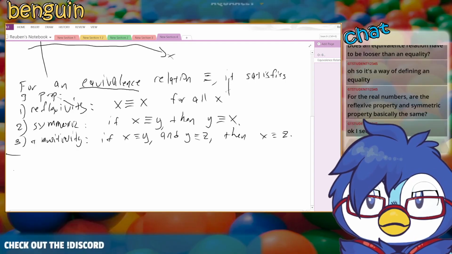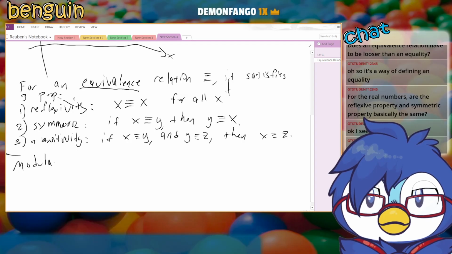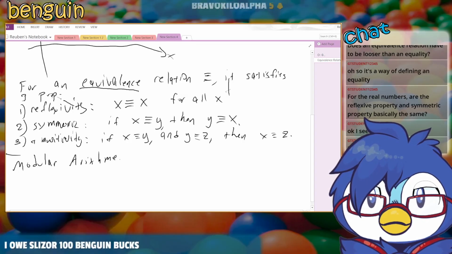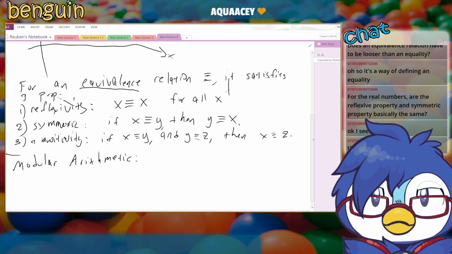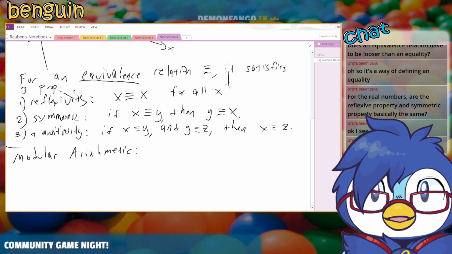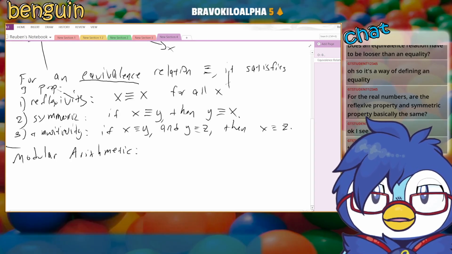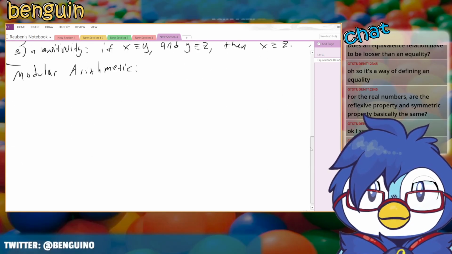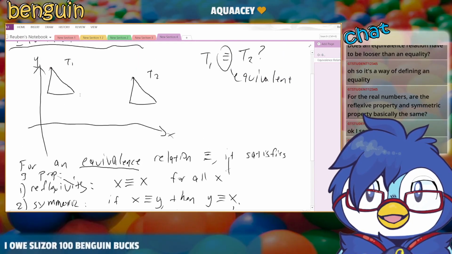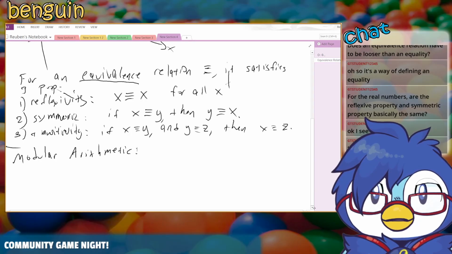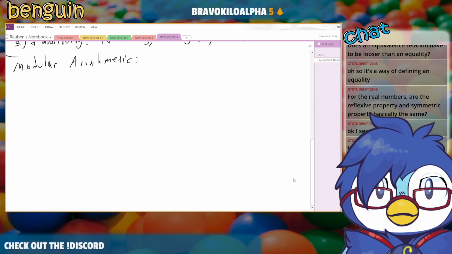Okay, so moving on to modular arithmetic. Now we're going to define this equivalence operator in the context of modular arithmetic. We saw it in the context of geometric translations, but now let's see it in the context of actually working with numbers.